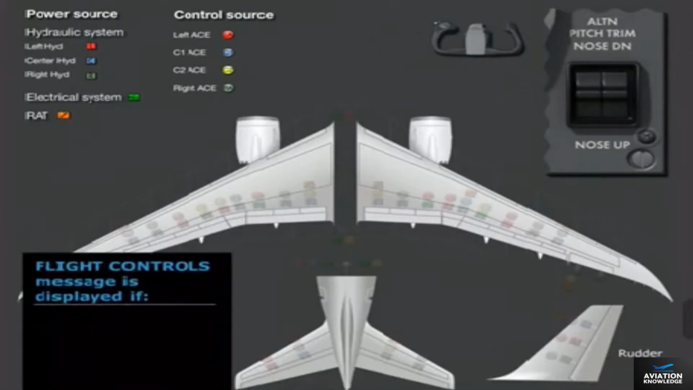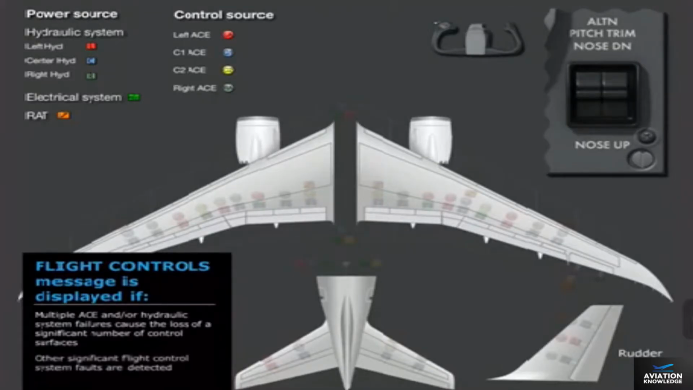The ICAS caution message, Flight Controls, is displayed if multiple ACE and/or hydraulic system failures cause the loss of a significant number of control surfaces, or other significant flight control system faults are detected.